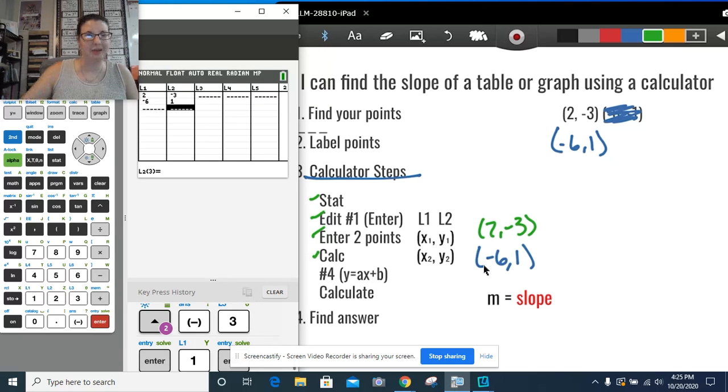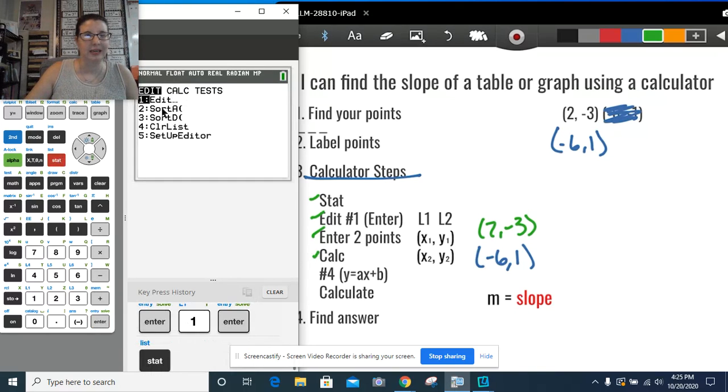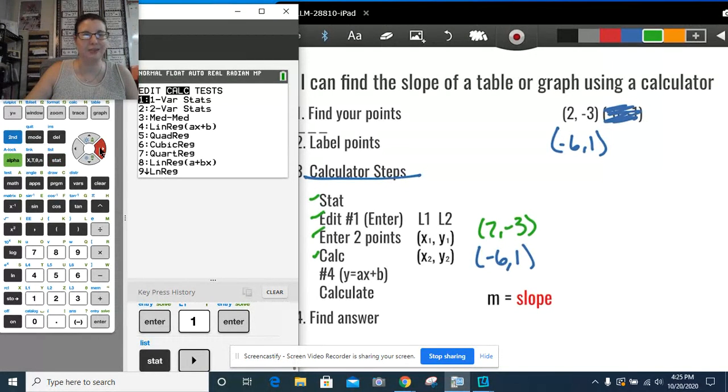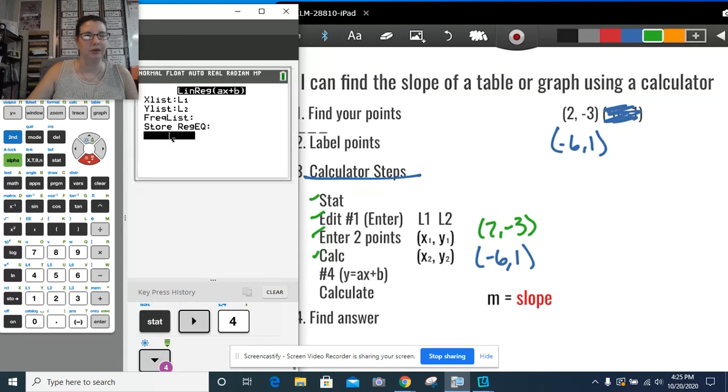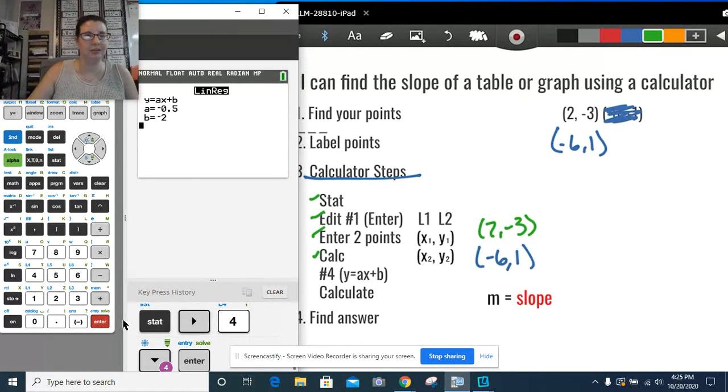Now I'm going to go back. I'm going to hit stat. And now I need this calc button. So I use this little arrow button to the right to do calc. And I want this number 4, AX plus B. So I'm going to type the number 4, and I need to go down to calculate it. So I push all the way down. When this says calculate flashing, I hit enter.